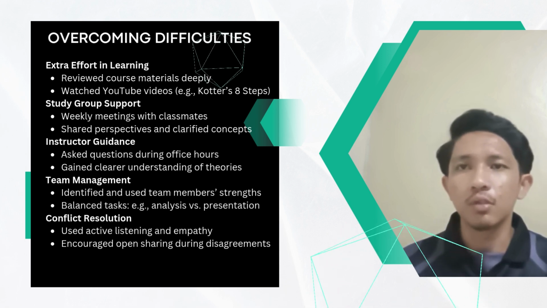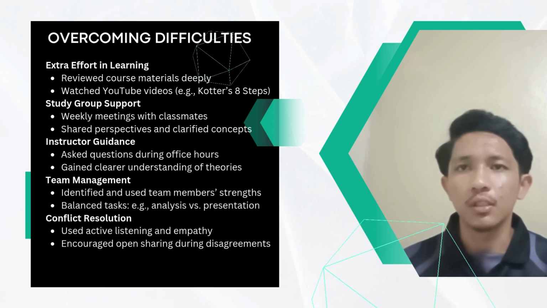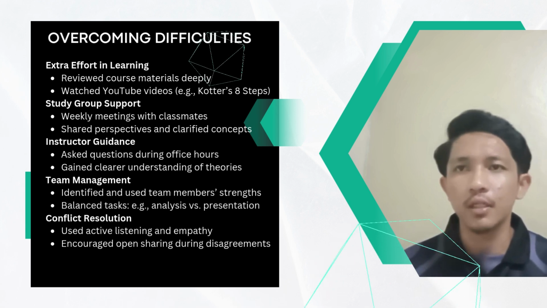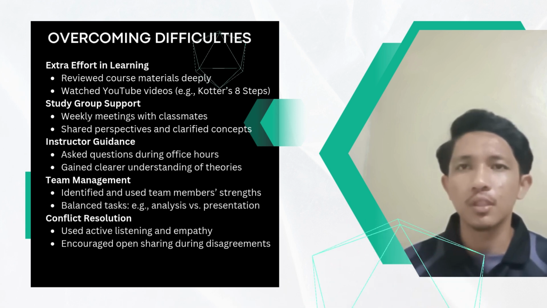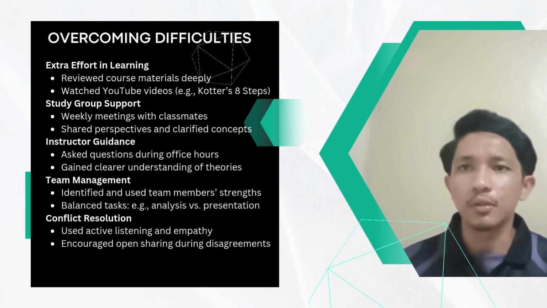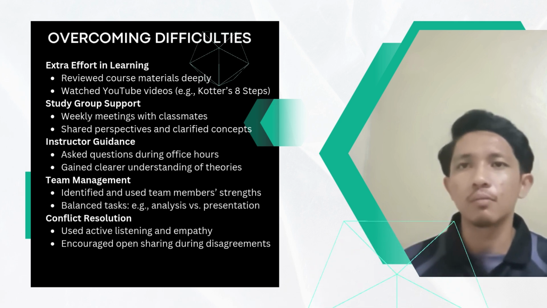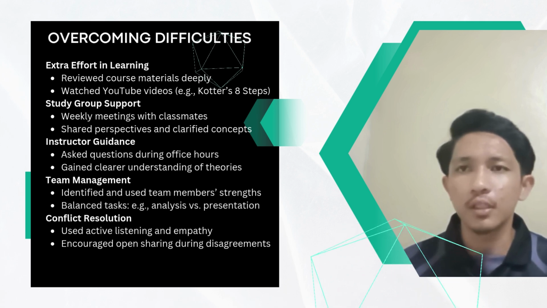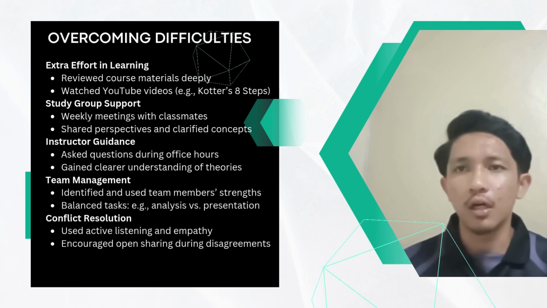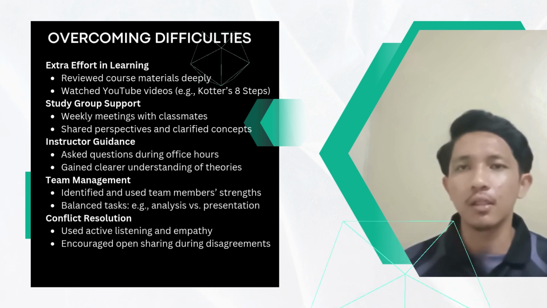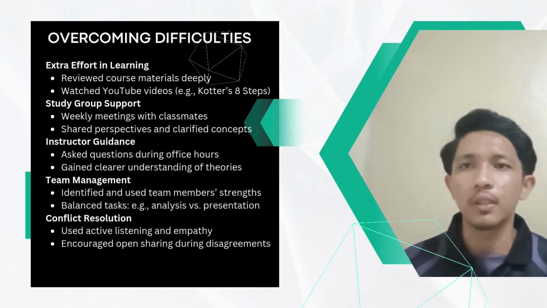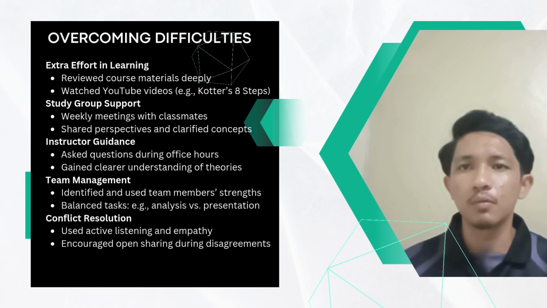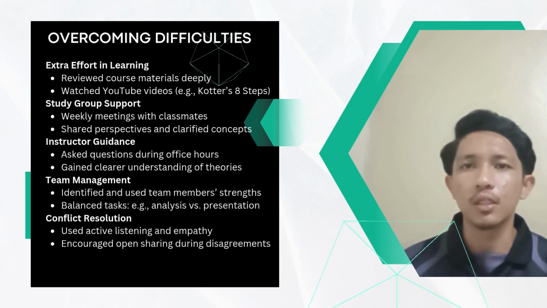Next, for the group work, I focused on clear communication. I talked with my team to figure out everyone's strengths. For example, one person was great at data, another at presentation. This helped us work more efficiently. When conflict came up, I used active listening and encouraged everyone to speak openly. This helped us to solve problems peacefully and work better together as a team.